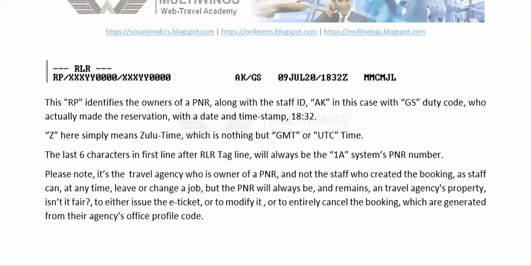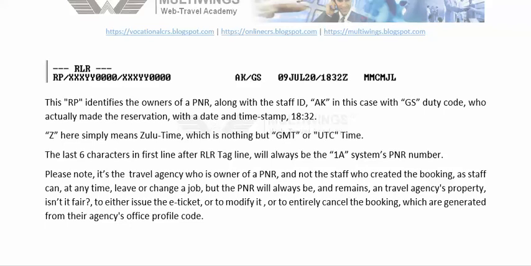This RP identifies the owners of a PNR, along with the staff ID, AK in this case, with GS duty code, who actually made the reservation, with a date and time stamp, 1832. Z here simply means Zulu time, which is nothing but GMT or UTC time. The last 6 characters in the first line after the RLR tag line will always be the 1A system's PNR number.